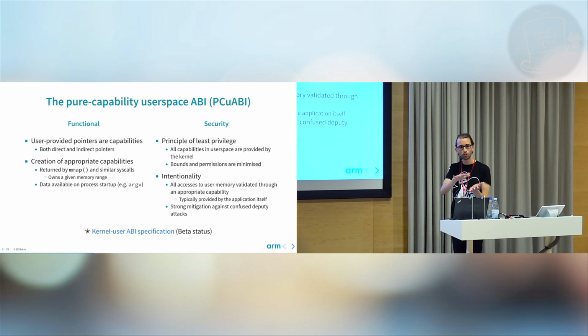So two main sets of objectives. One is just functional, just make things work, right? So if the user provides pointers, they need to be capabilities, and they need to be recognized as such, and so on. And the other aspect is that the kernel provides all the capabilities to user space. So we have to provide usable capabilities, valid bounds, and so on. For instance, when you do an mmap, you have to get a capability. When you do mmap, in fact, the capability you get allows you to own this memory range that you obtain.